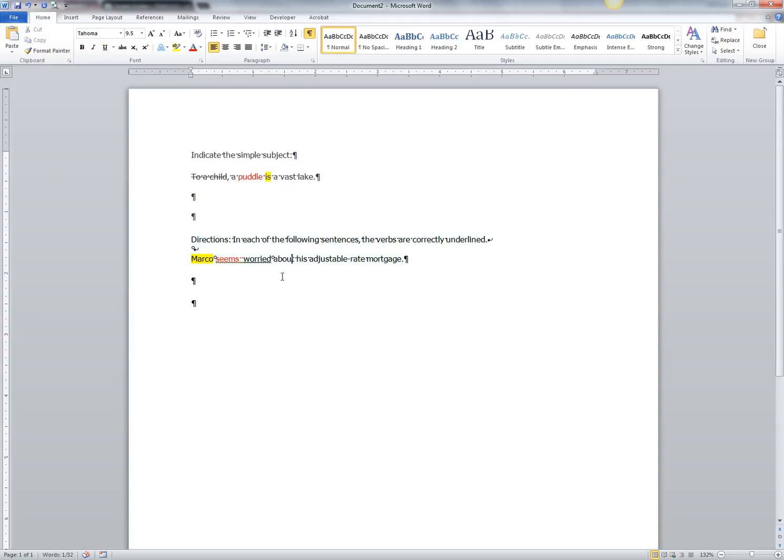And so the question said the verbs are underlined correctly, true or false. That was false because it had worried underlined also, and worried is not a verb in this sentence.